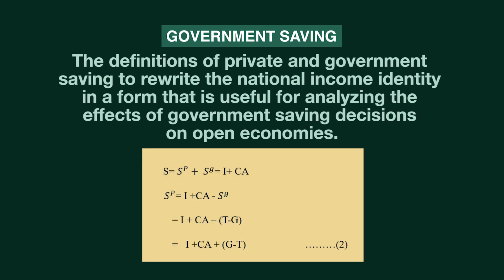The definition of private and government savings can be rewritten in the case of an open economy. Total savings, remember, was equal to investment plus current account. Private savings plus government saving was equal to total savings. Now we can write SP is equal to investment plus current account minus SG. In other words, investment plus current account minus the bracket of tax minus government expenditure. Or private savings is now equal to investment plus current account plus government expenditure minus tax. This is an important equation we can note.